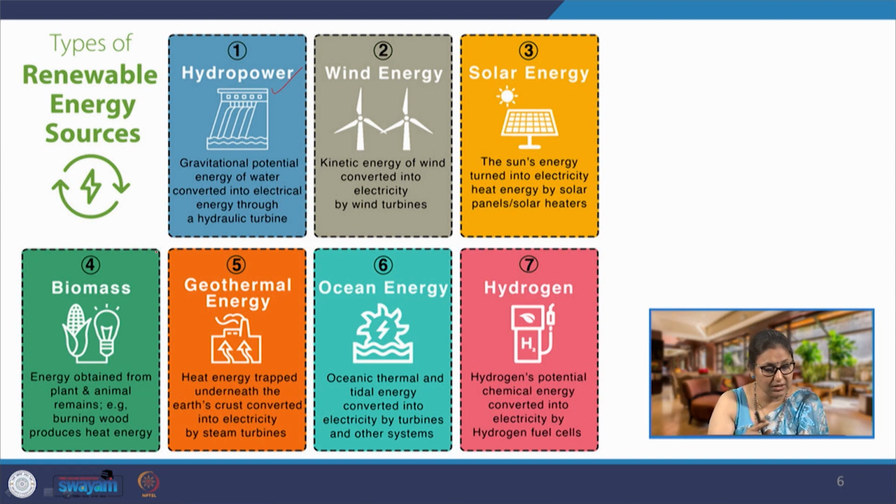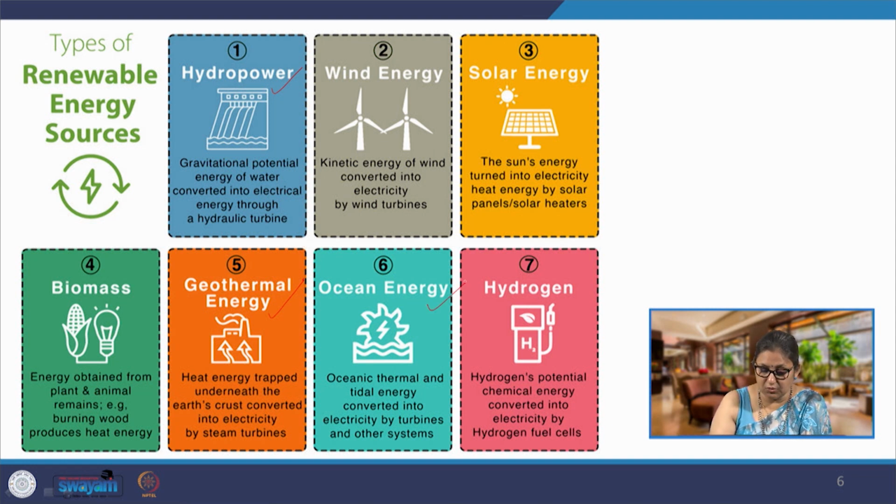So, it can again be used in two ways, one to produce heat, or we can also use it to produce electricity. We are using the heat stored in these materials, which is procured from burning the biomass, for direct heating or to produce electricity. When we are talking about geothermal energy, we are using the heat which is trapped underneath the earth's crust and converting it into electricity. So, that is geothermal energy.